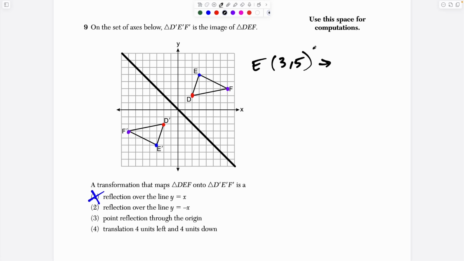And if I were to reflect this point over the line y = -x, then I could use the formula, but I'll be honest, I forget the formula, so I just know how to get there. I could just count over. I go 1, 2, 3, and then 4, 5, 6, 7, 8, and I go down 1, 2, 3, 4, 5, 6, 7, 8. So this would actually put us at the point (-5, -3). So we would switch x and y, and then change the signs as well. So that would send the point (3, 5) over to (-5, -3), which would not land where it needs to. So that one here is out.